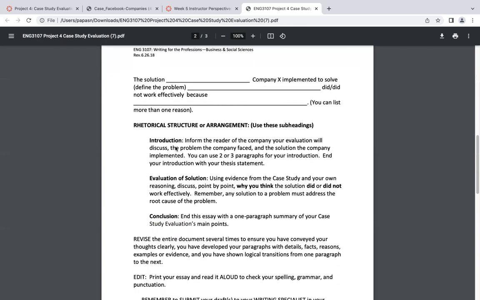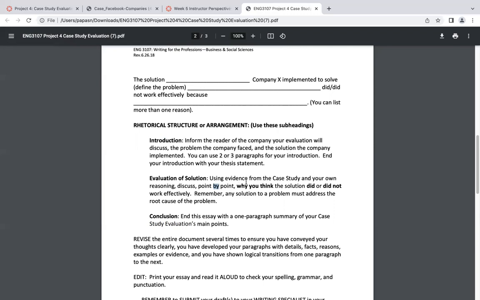And just look at the rhetorical structure. We do ask that you use these subheadings. So the subheadings are introduction, evaluation of solution, and conclusion. And you could see a basic piece here. The introduction gives you an overview of the situation. It clearly identifies the problem and the solution, and then has a clear thesis about whether or not, or to what extent, the solution was effective. And in most cases, that would include some of the key reasons that you will discuss in the evaluation part.